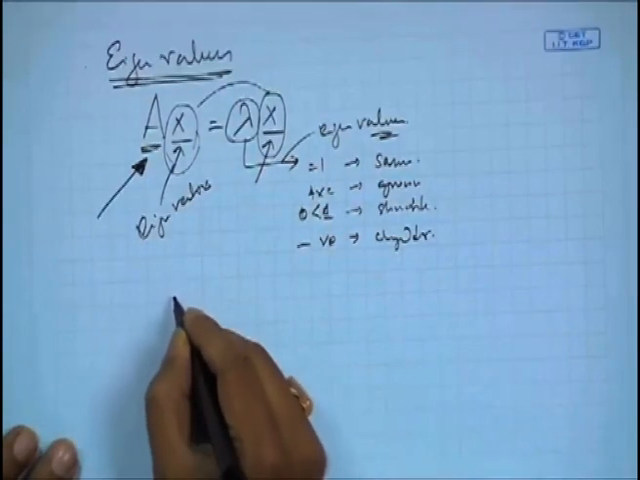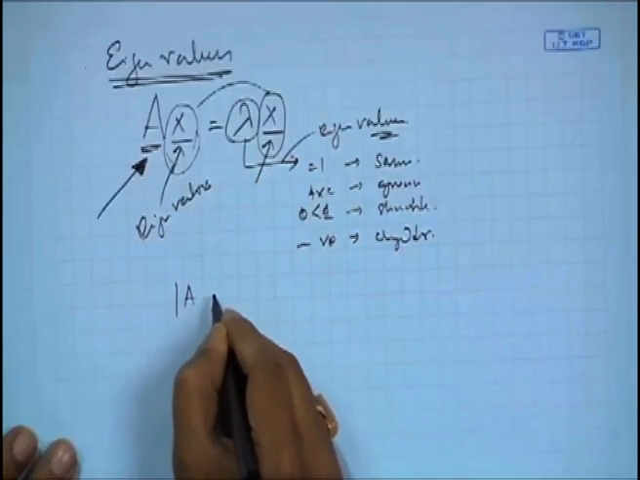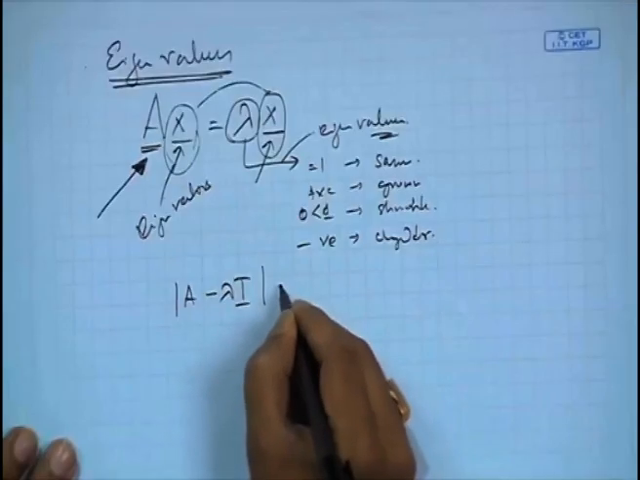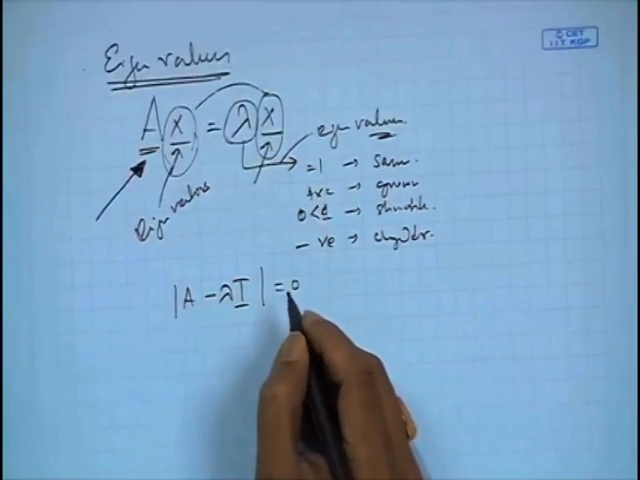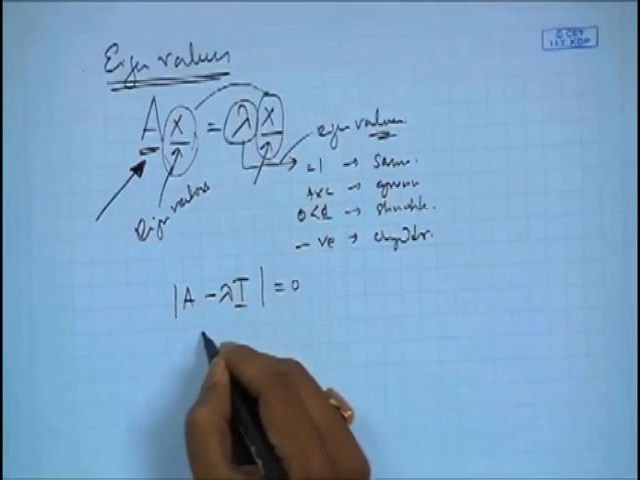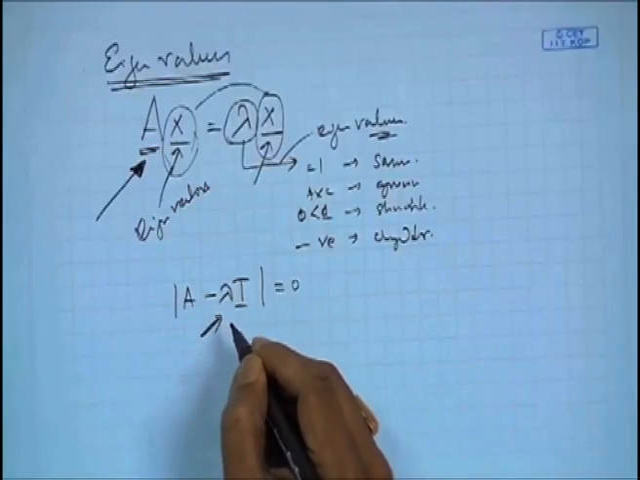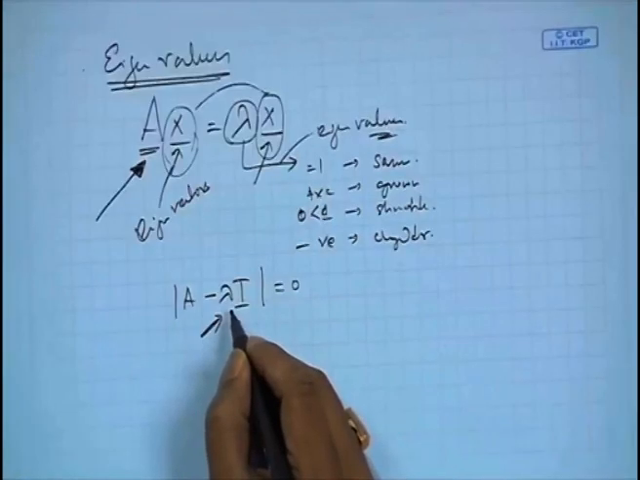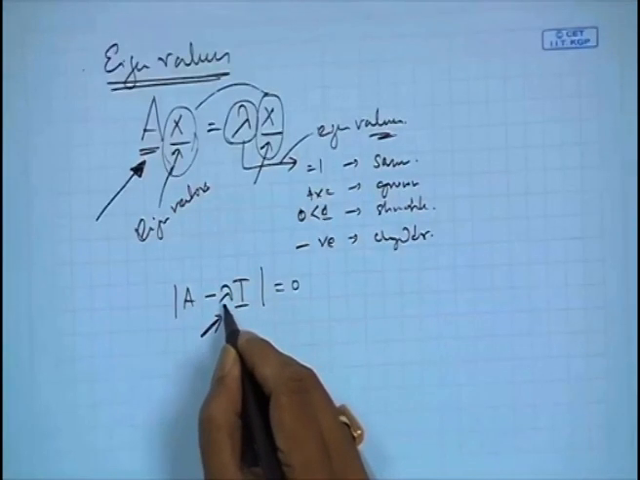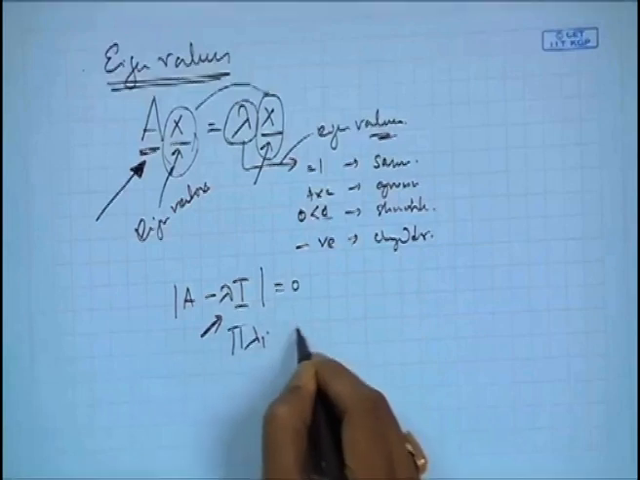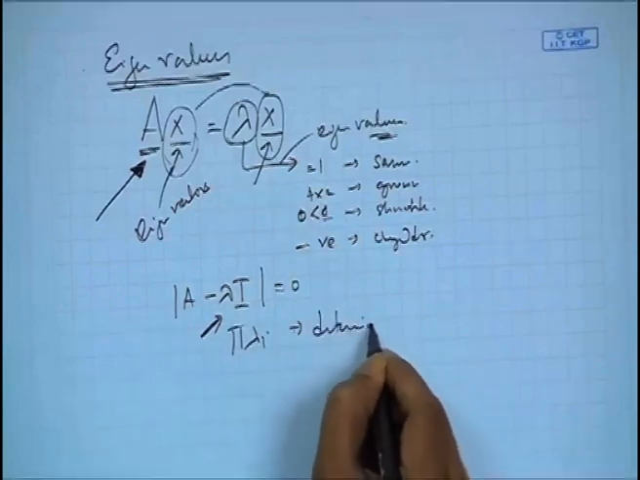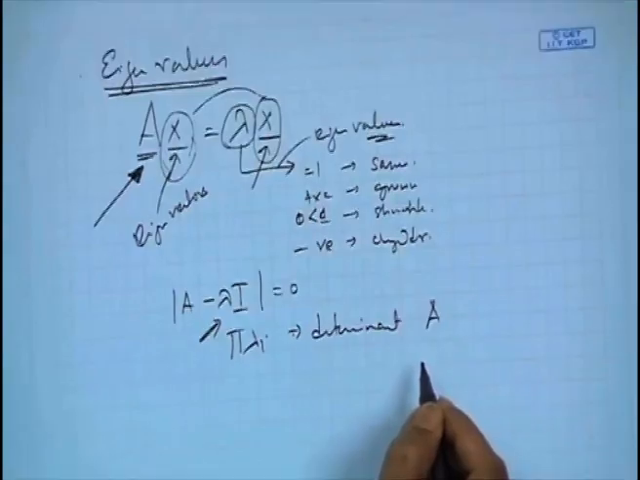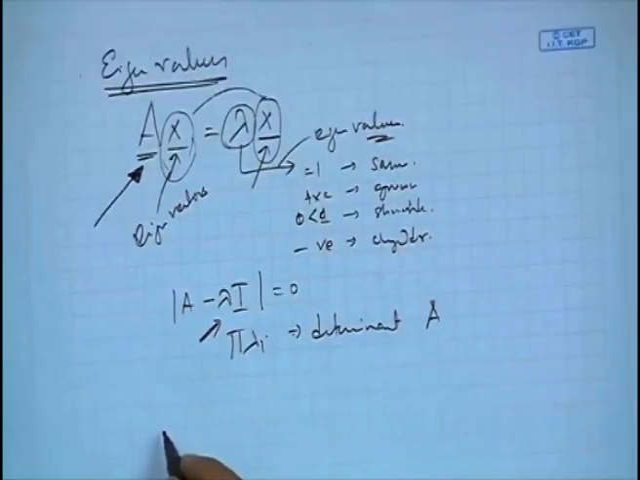So, once we have these eigenvalues, they can be found by solving the determinant of A minus lambda I. If you solve the determinant of A minus lambda I equals 0, you are going to get the eigenvalues. Once you get the eigenvalues, then you can solve for eigenvectors. These eigenvalues are very important, because the product of the eigenvalues will give you the determinant of the matrix A. So, that is why the product of eigenvalues is very important.